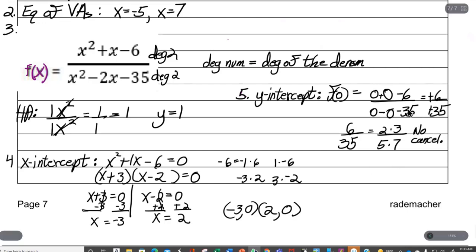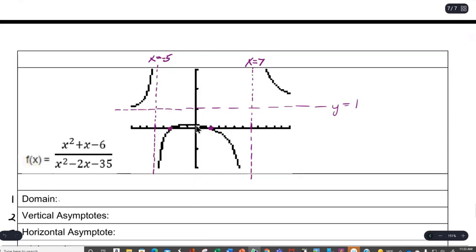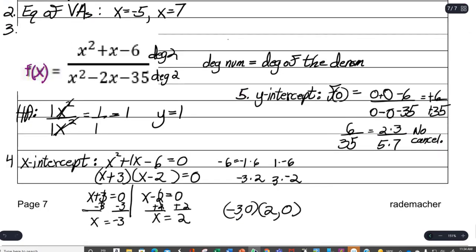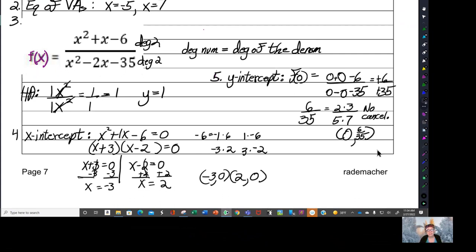6 35ths. Let's go find it. Right here. This is y equals 6 35ths. So our y-intercept will be written the 6 35ths goes here, but x equals 0 goes here. There you go.